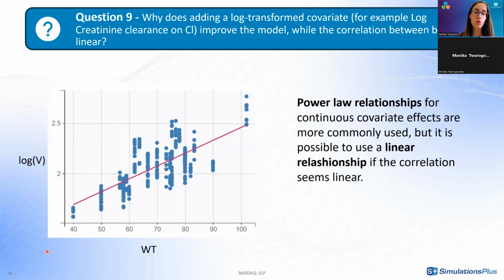But you can also have a look at the shape of the relationship between the parameter and the covariate on the plot of parameters versus covariates in Monolix. You just have to be careful that usually the parameter is transformed if it is log normally distributed or logit normally distributed. And you can see the shape of this relationship. But it is really possible to also use a linear relationship if the correlation seems more linear.